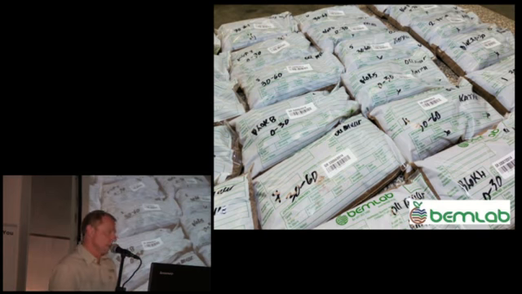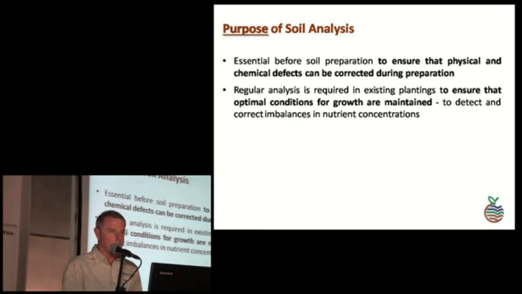Now, I want to start with soil sampling. I think that soil sampling is probably one of the most important practices and parts of both planning to produce a crop, but also to manage a crop. And there's a few reasons why you would do soil sampling. The first is that for soil preparation, it's very important. You can't plan it properly. You need to make sure what chemical corrections you need to do during soil preparation.